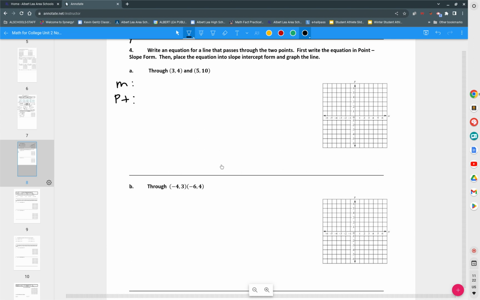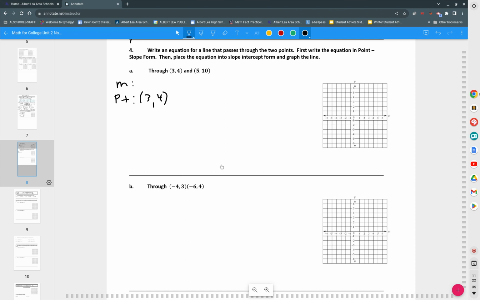Elena, which point would you like? 3, 4, or 5, 10? She chooses 3, 4. Okay, so we've got 3, 4. If you chose 5, 10, you're going to get the same answer. It's just fine. But the key is that you're not given the slope. So you're going to have to figure out the slope.